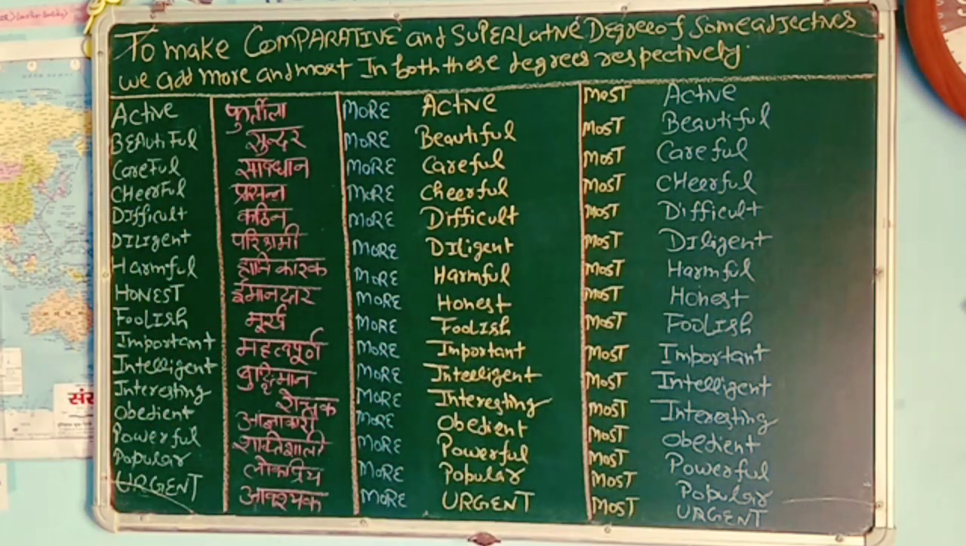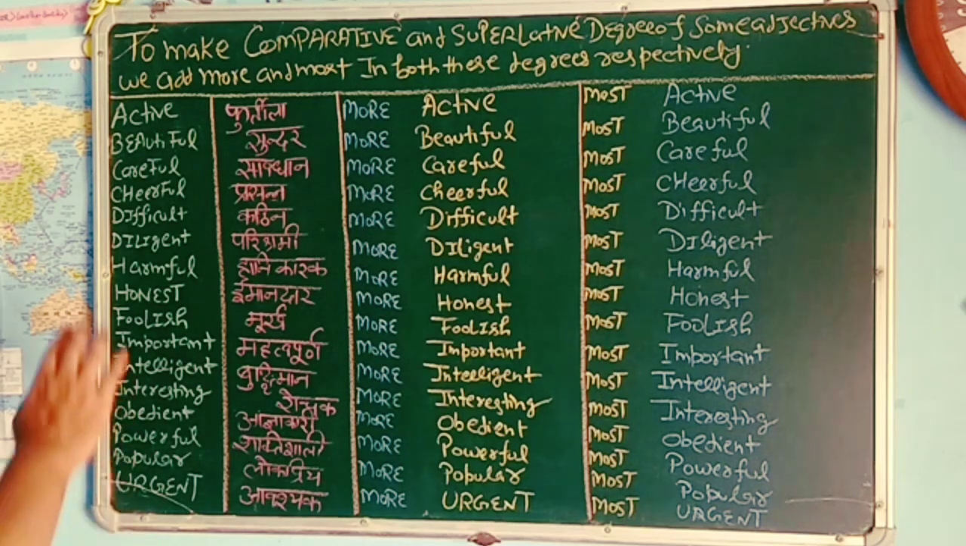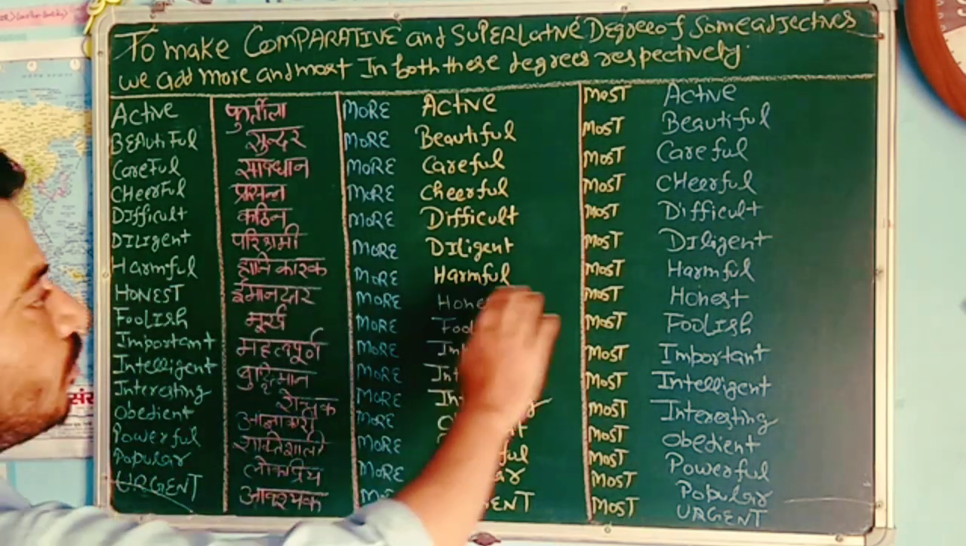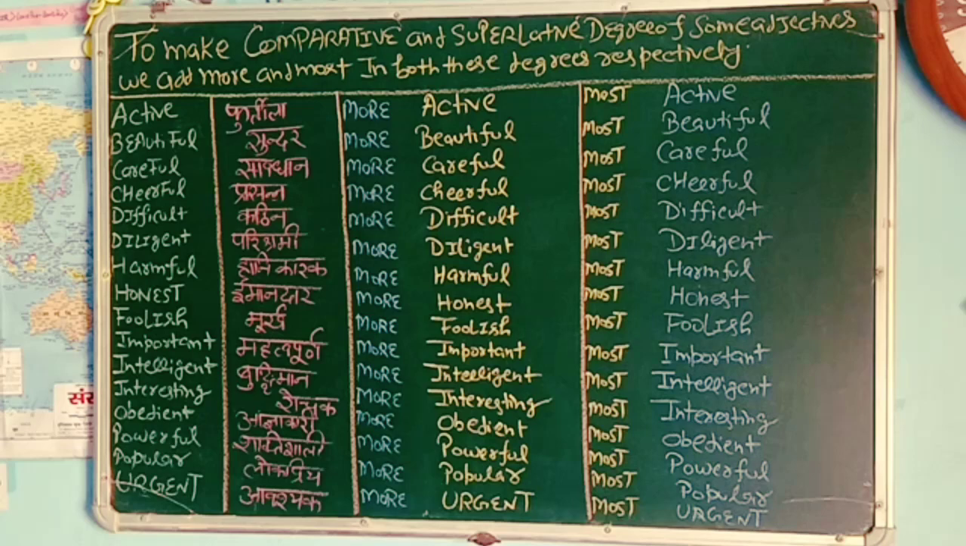Okay, so the complete degree of comparison becomes harmful, more harmful, and most harmful. Our next adjective is honest, which means ईमानदार in Hindi.